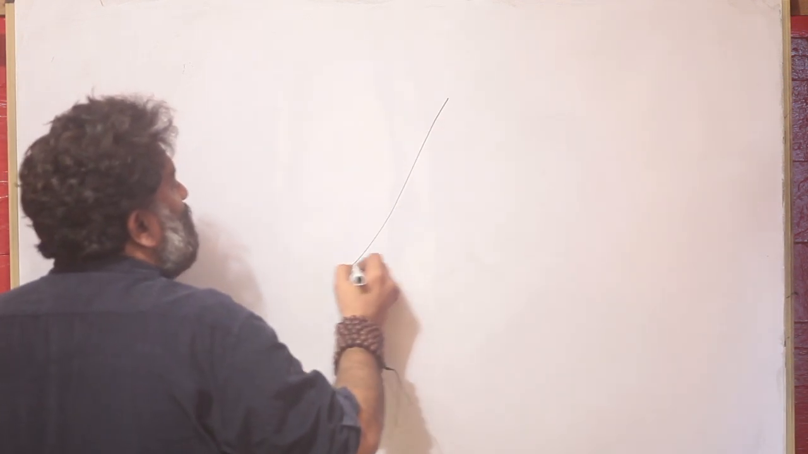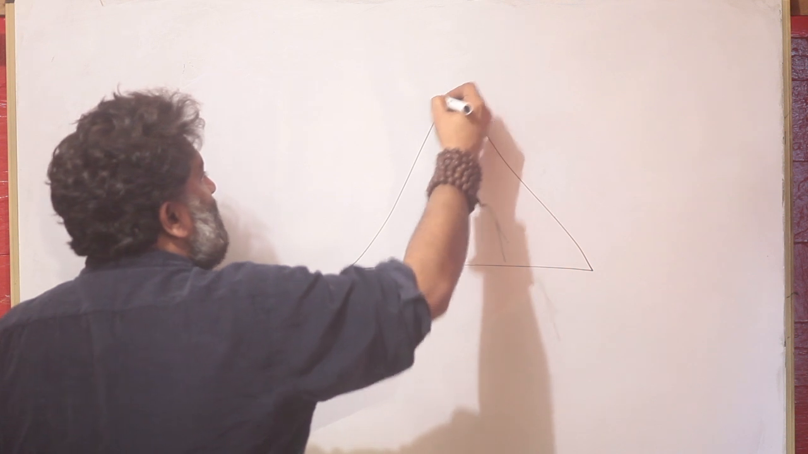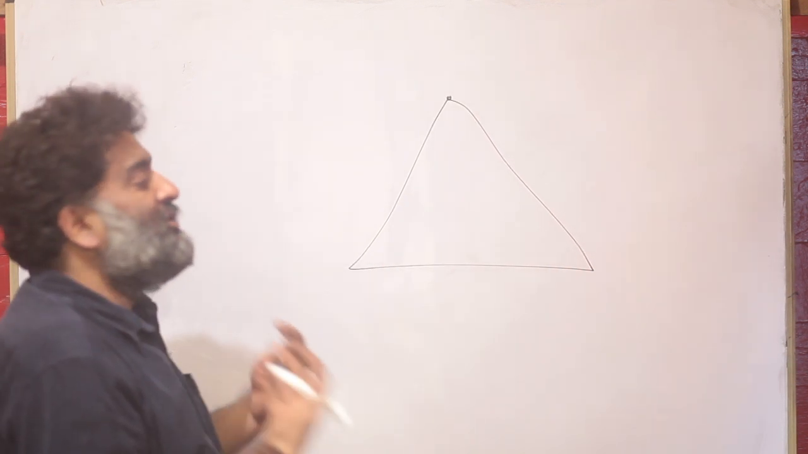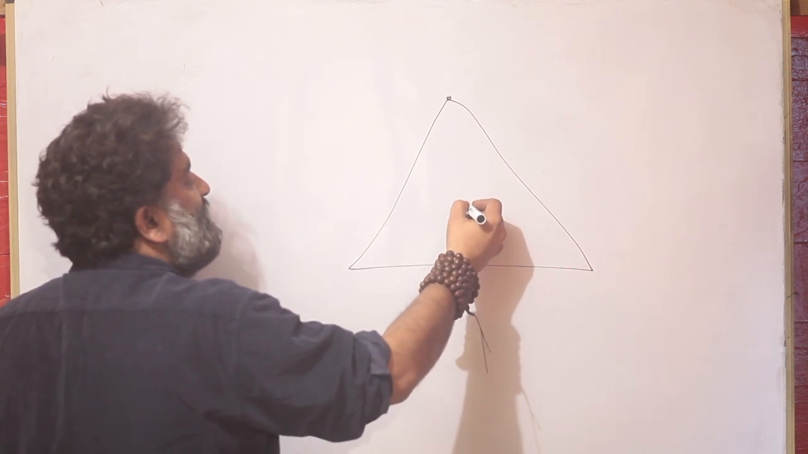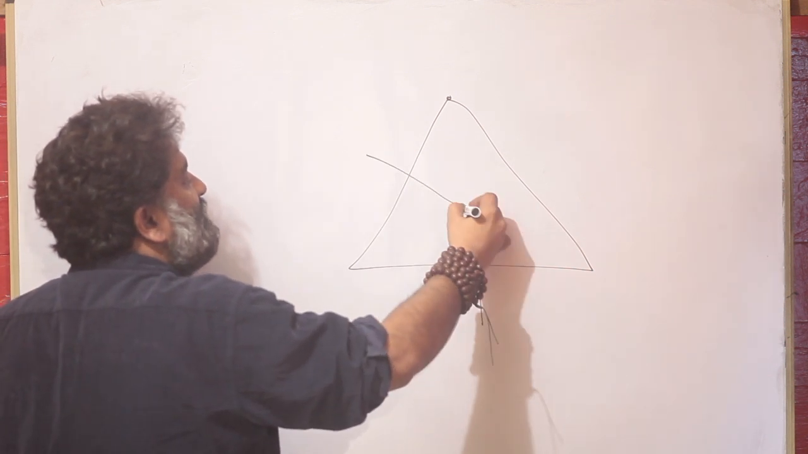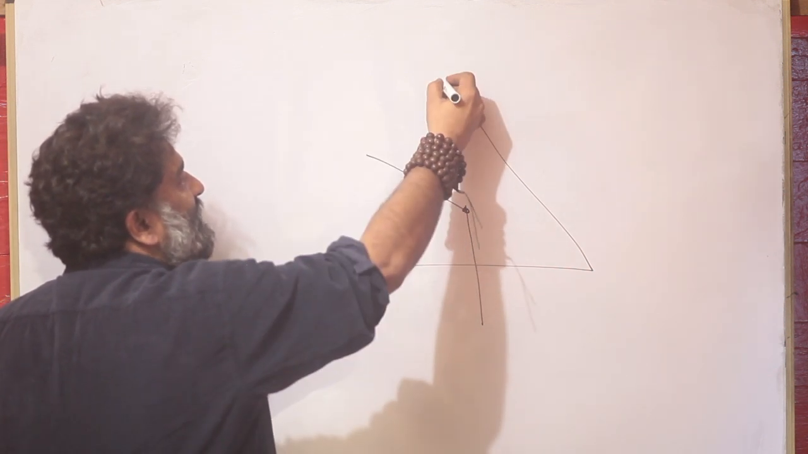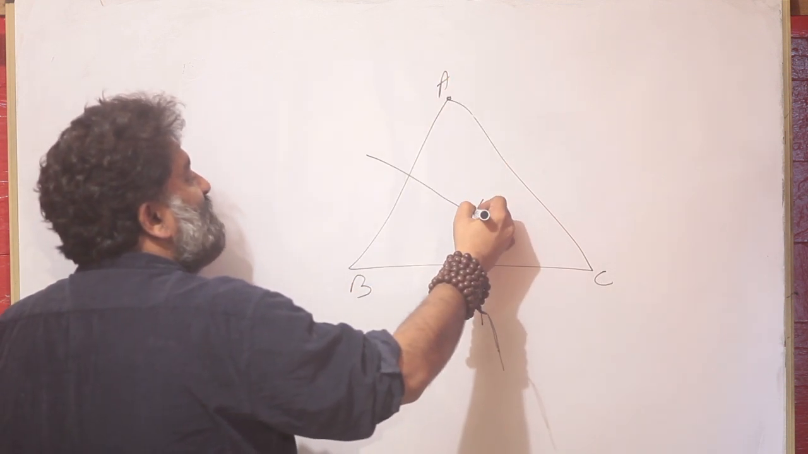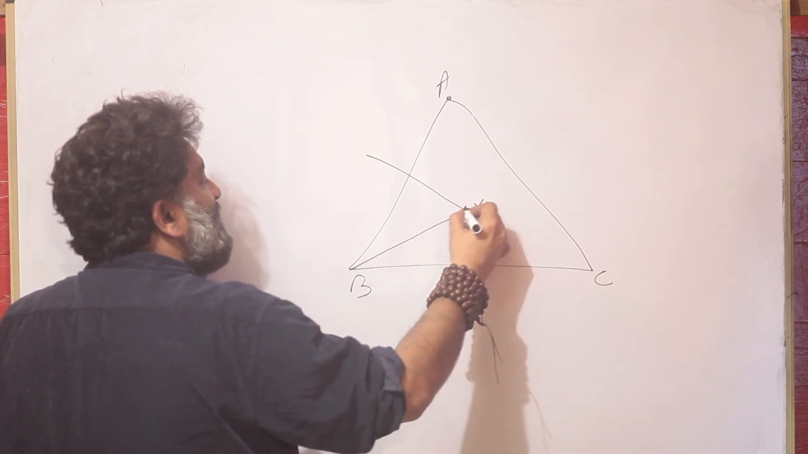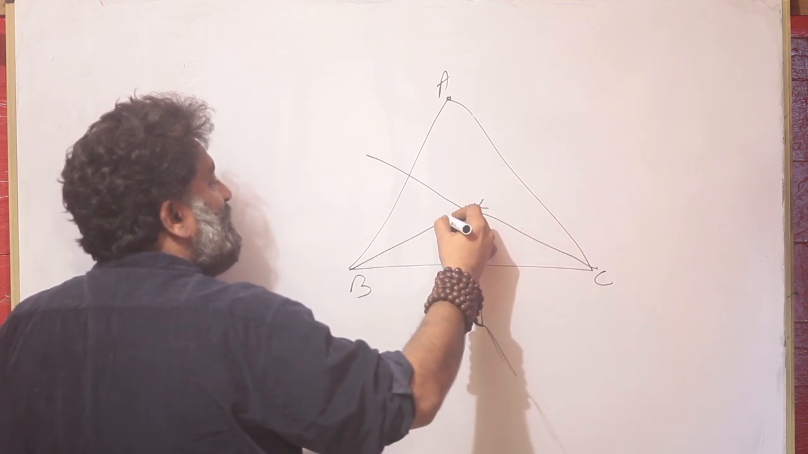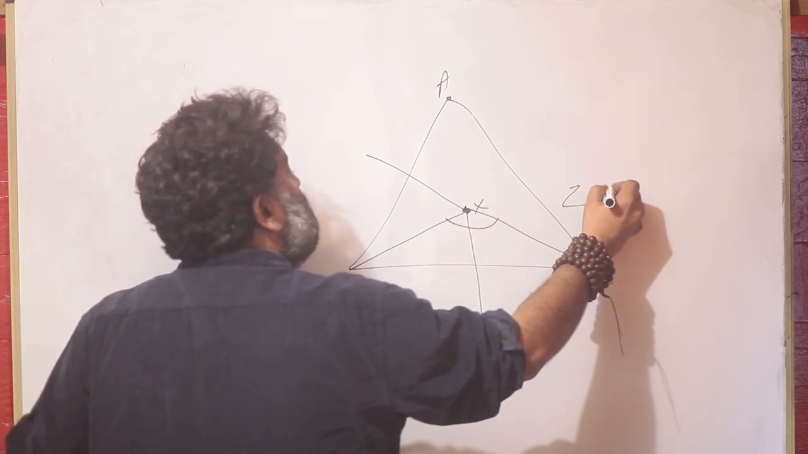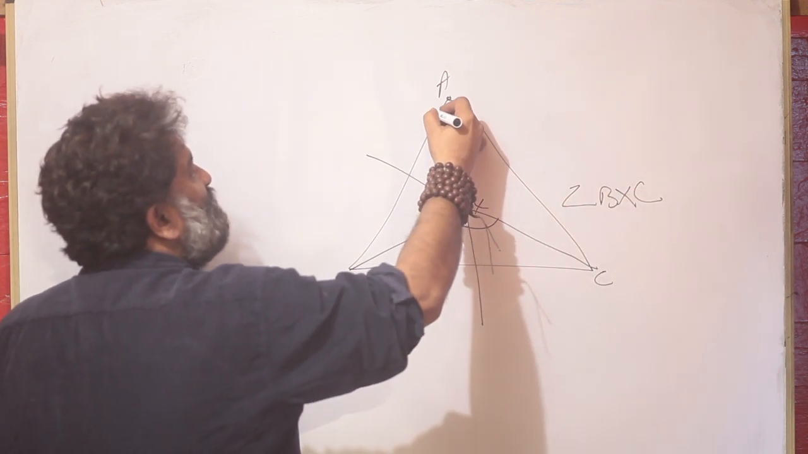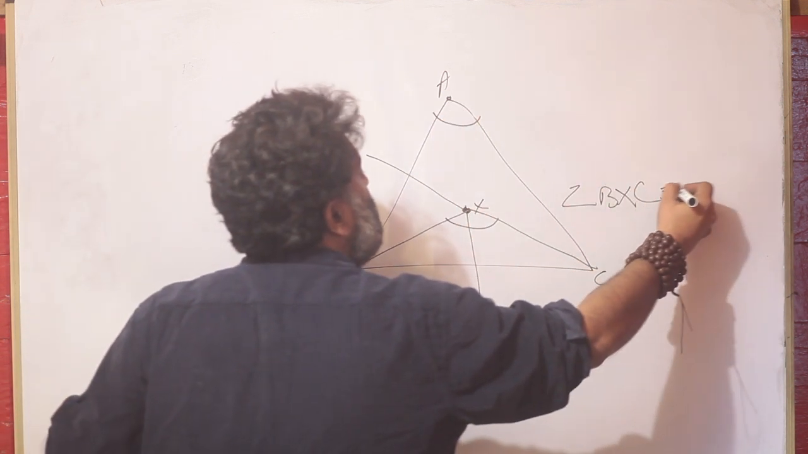So before going further and deeper, another very basic property, a very common and well-known property, is that where the perpendicular bisectors meet, if this triangle is ABC and they meet at this point X, this angle BXC is going to be twice of angle A.